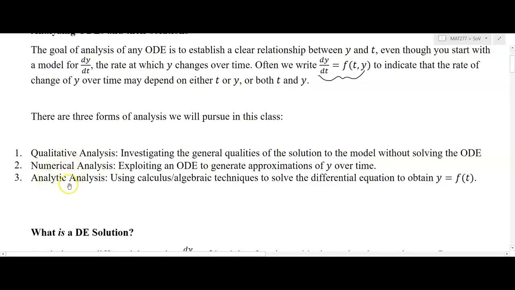And then the most powerful, the one that we want to aim for, is the analytic analysis. And here, this is really what we did in Calculus 2. We learned how to solve differential equations, or basically take antiderivatives and go through the integration process to get the original y function back. So we're going to focus on one variation of number 3 here.